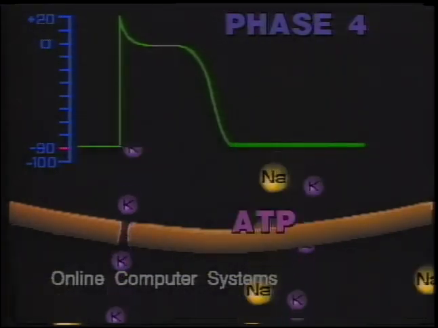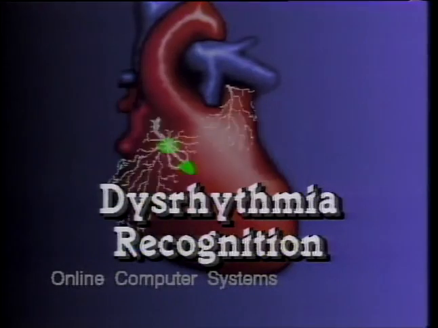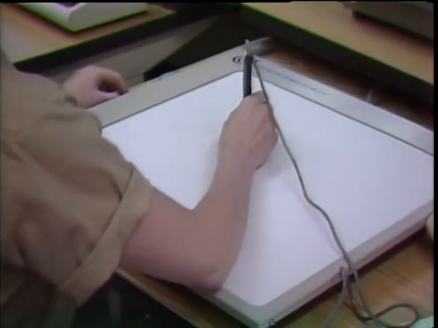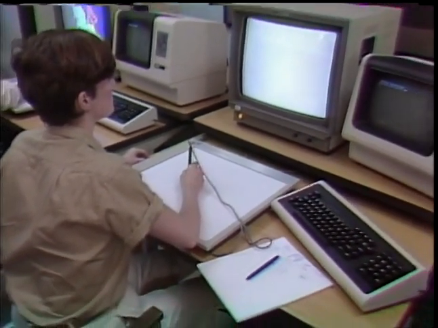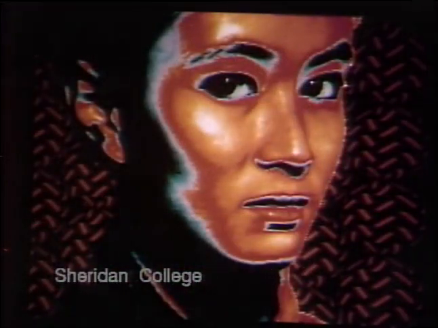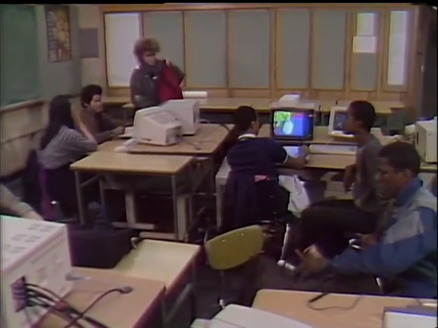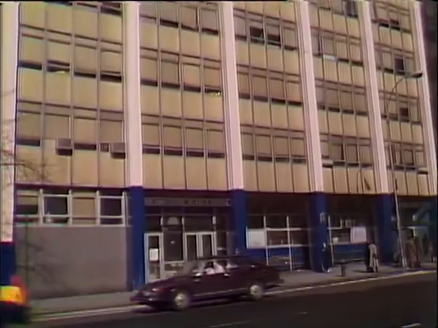Images 2 is being used to produce compelling images for educational videotapes, medical instruction, and interactive training systems. And increasingly, Images 2 is helping to teach students new creative and technical skills for the future. These pictures were created by students of computer graphics at Sheridan College in Canada. Some of the youngest users of Images 2 are students here at the New York High School of Art and Design. The High School of Art and Design is unique in the nation.